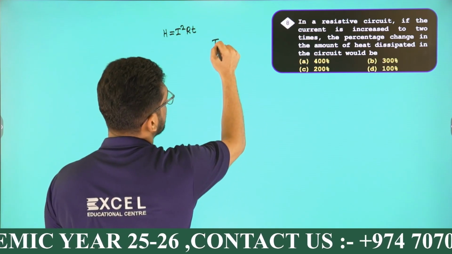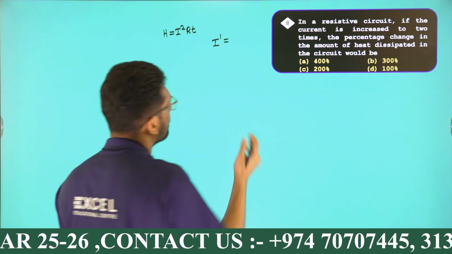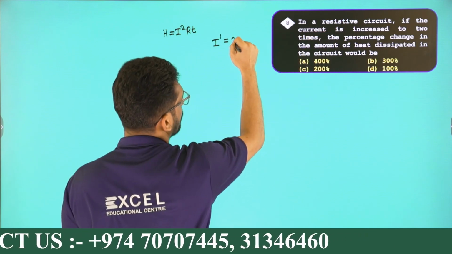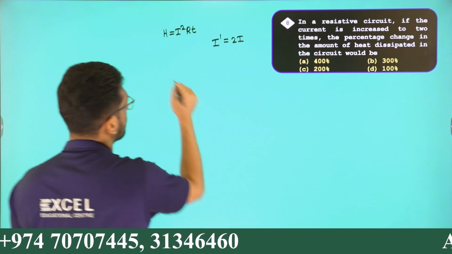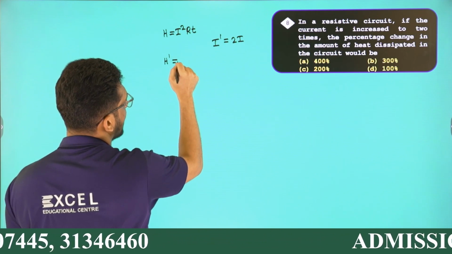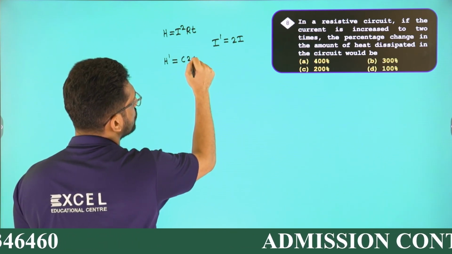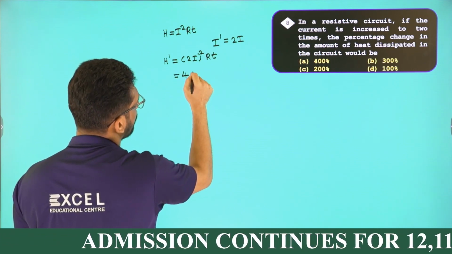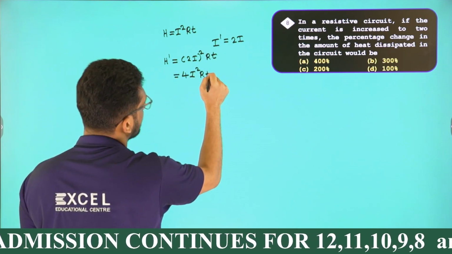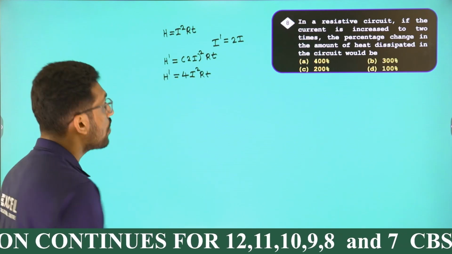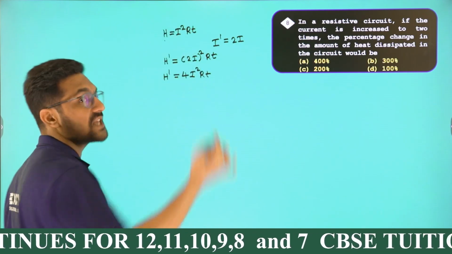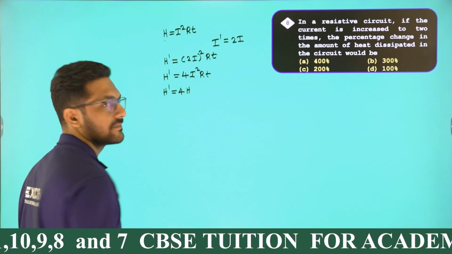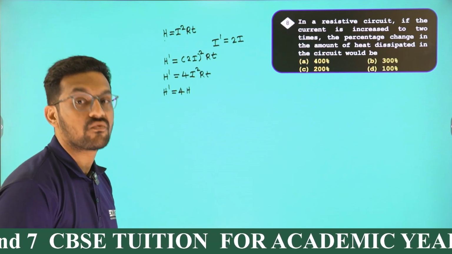Now, according to the question, the current has changed, so I am giving that value I dash. The current has doubled, so the new current is 2 times the old current. Then the heat has changed, H dash. H dash will be 2I the whole square RT. 2 square is 4, so 4I square RT. That is H dash. I square RT is H. So you can write H dash is equal to 4 times H.